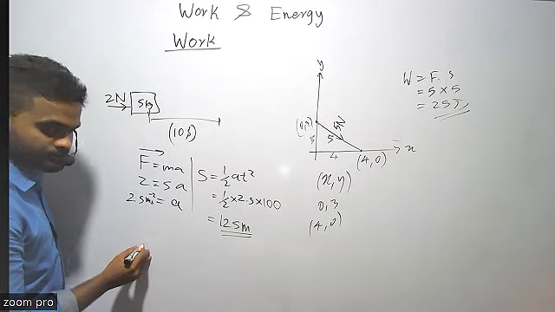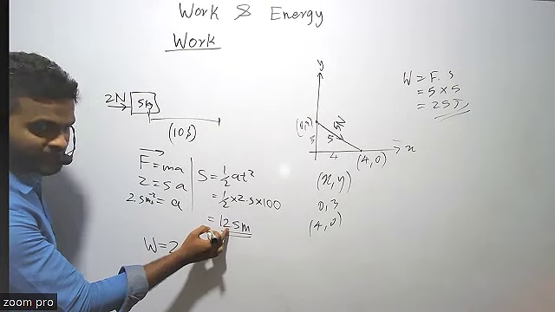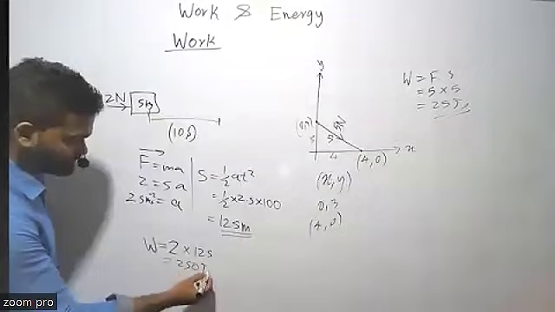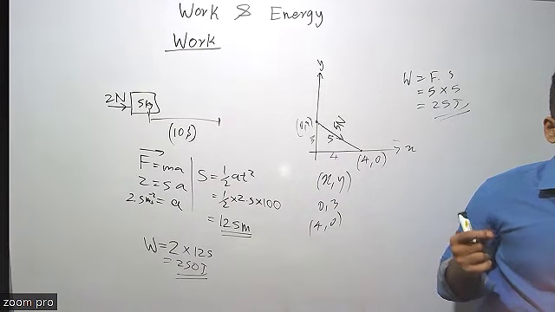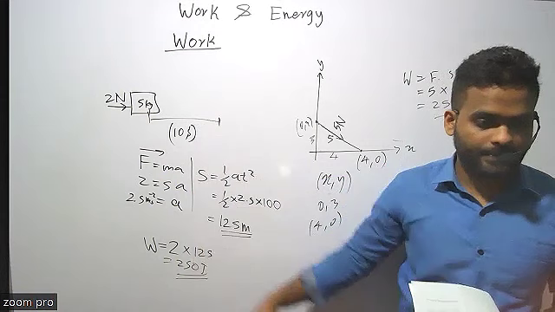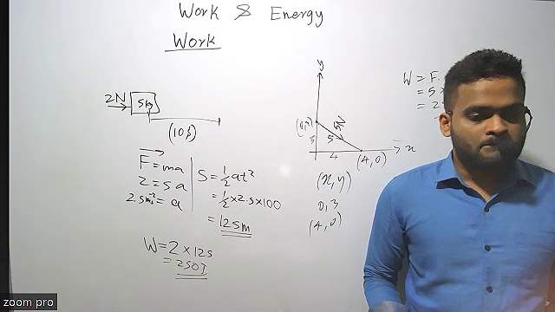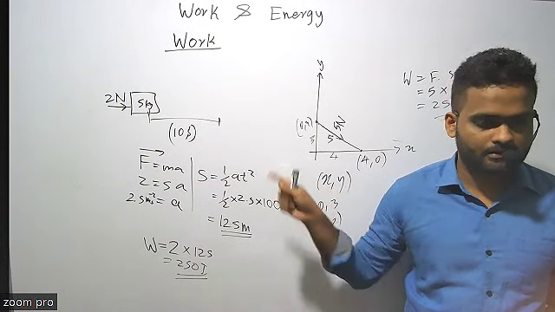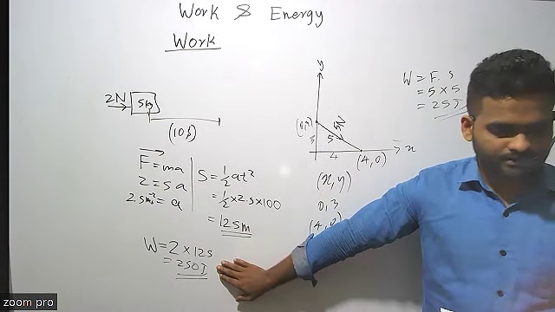So what is the work now? The force is 2 Newton. Displacement we found as 125. 2 times 125, 250 joules. Got it? You should be able to do this. All the time those equations should be in your mind, so you can quickly use them and get the answer. If you are clear, thumbs up. Taking it down. 250 joules is the answer, right?